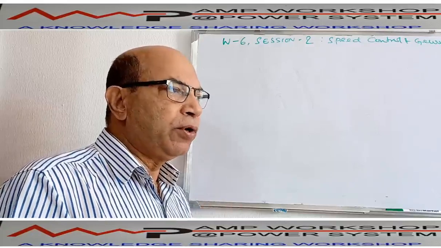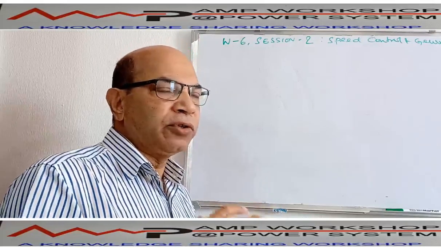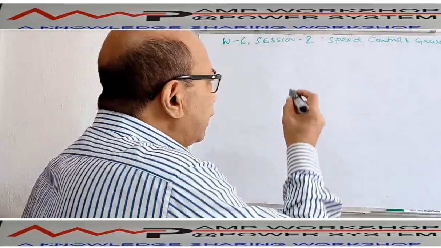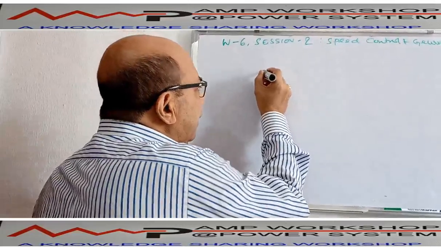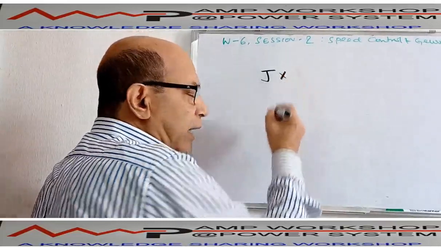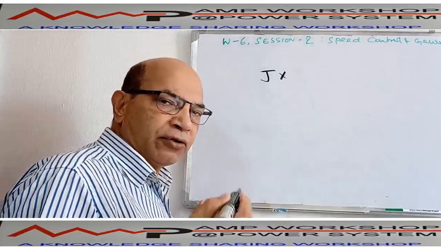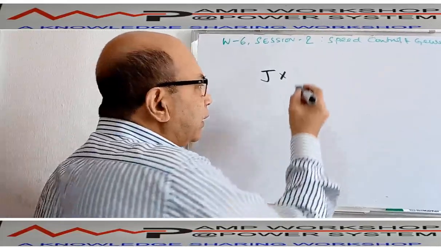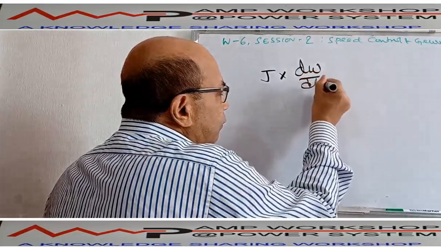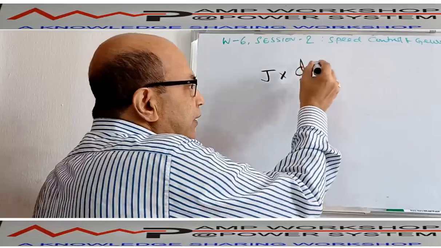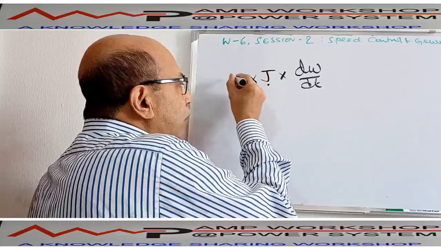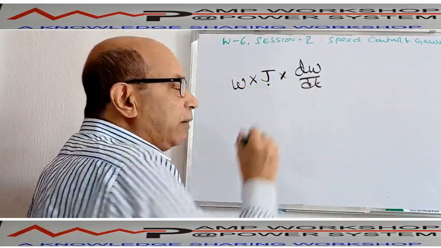If we consider the moment of inertia of the turbo generator set, which is rotating together, coupled to each other, let J be the moment of inertia of the system of the turbine and generator, and omega the angular velocity of the system. Then d omega by dt is called the angular acceleration. Angular acceleration times moment of inertia gives the torque. If we multiply that torque by the angular velocity, that gives the power.